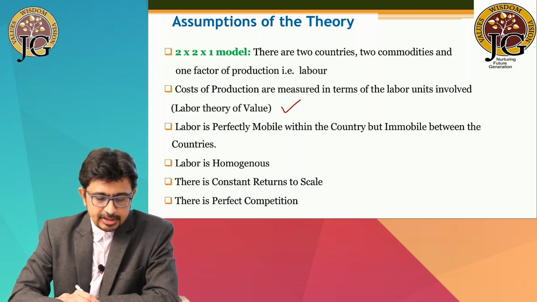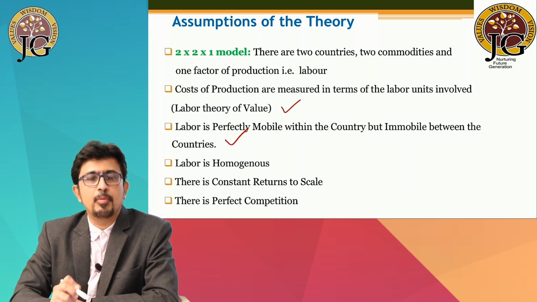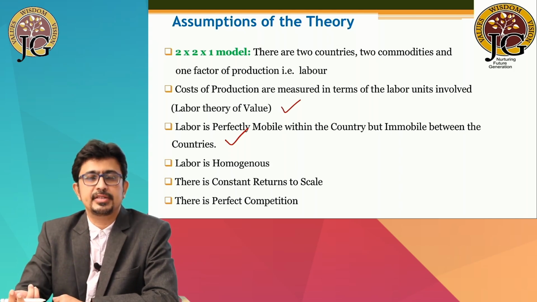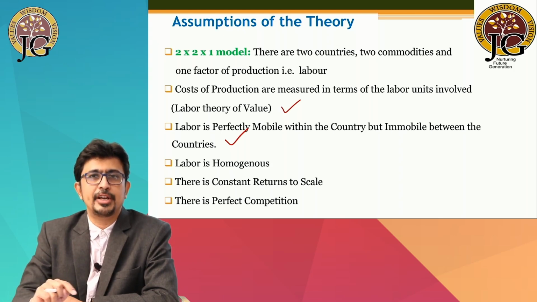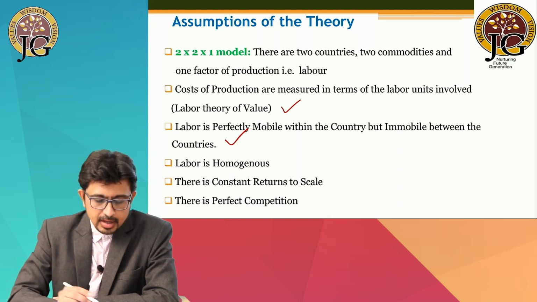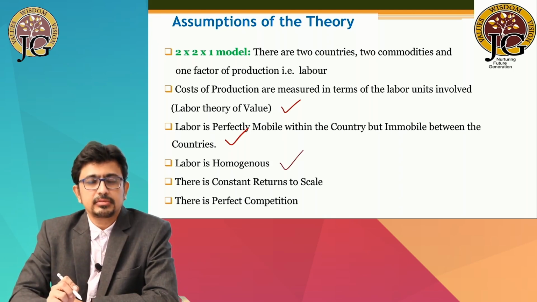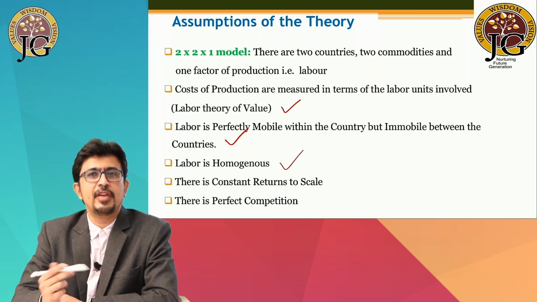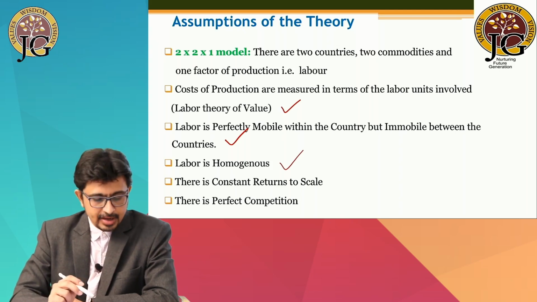Number 3, it is assumed that labor is perfectly mobile within the country, but it is immobile between the countries. This means that workers can move from one place to another place within the country, but they cannot move between the countries, that is from one country to another. Further, it is assumed that labor is homogeneous. That means all the workers, all the labor within the country is identical in terms of efficiency and productivity.